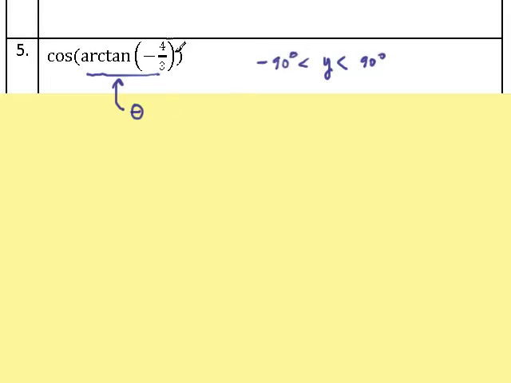So since this tangent value is negative, we can't be in the first quadrant. We must be between 0 and minus 90 degrees. So theta must be in quadrant 4, a negative angle in quadrant 4. Let's draw, like we did in the previous example, a triangle not containing theta, but containing the reference angle of theta. So we're going to draw a triangle whose tangent is 4 over 3.